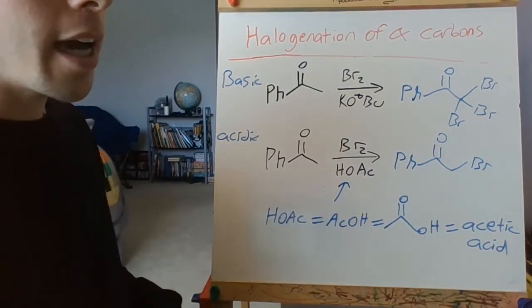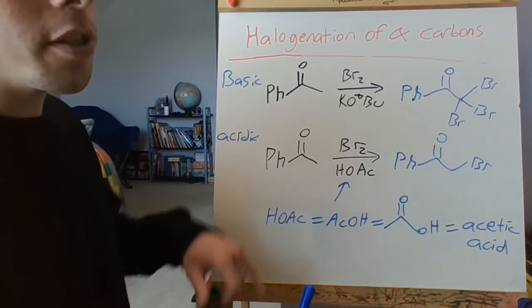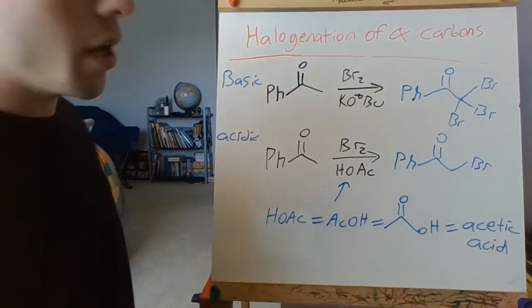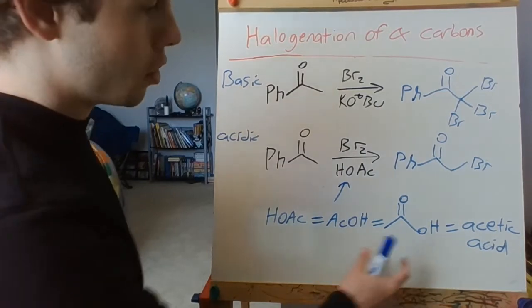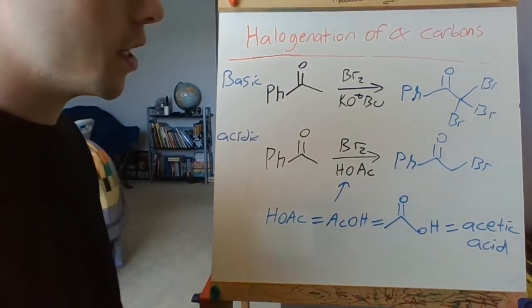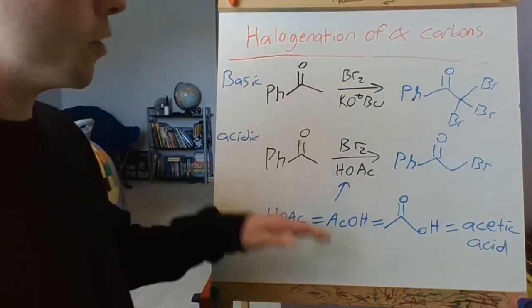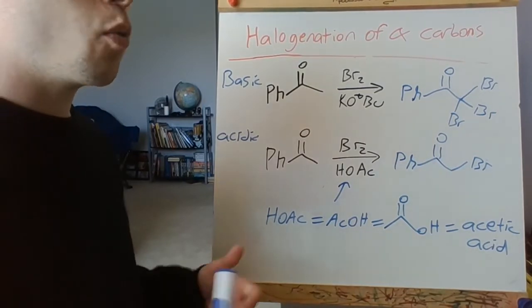HOAc is acetic acid, so you might see it written as HOAc, or you might see it flipped around as AcOH. You might also see it actually drawn out, and this is the line structure of acetic acid. Again, I wrote it out here so that you remember what this means. And this is a weak acid.